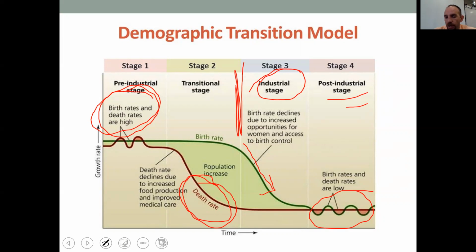And you see the little wiggling of the birth rate, right? You'll have some times where you have some more children, and then sometimes you don't. That can fluctuate, doesn't have to. So you have stage 1, high birth, high death. Stage 2, transitional, low death, or death rate is dropping, birth rate stays high. Stage 3 is where your death rate is low and your birth rate is now dropping. And stage 4, you're post-industrialized, so now everything becomes stable and the population doesn't grow.